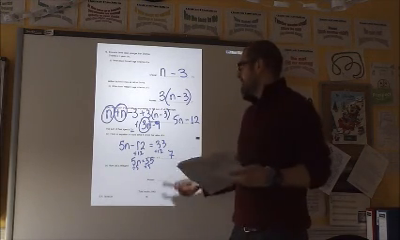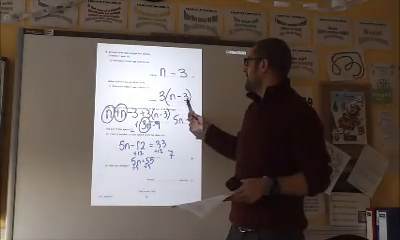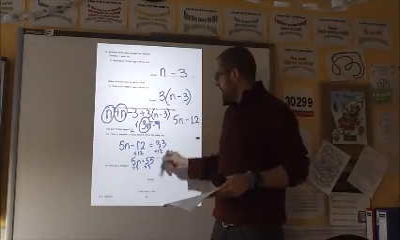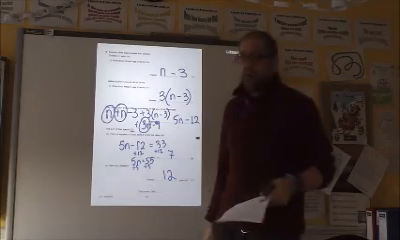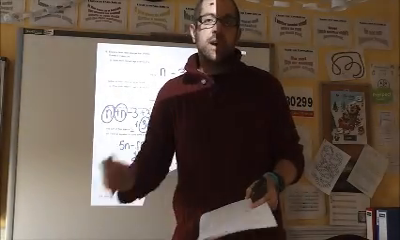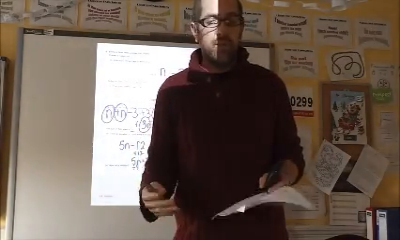So if n is 7, William is 7 minus 3, which is 4. 3 times 4 is 12. So you can always go back and check these, make sure that they work with the information you're given.